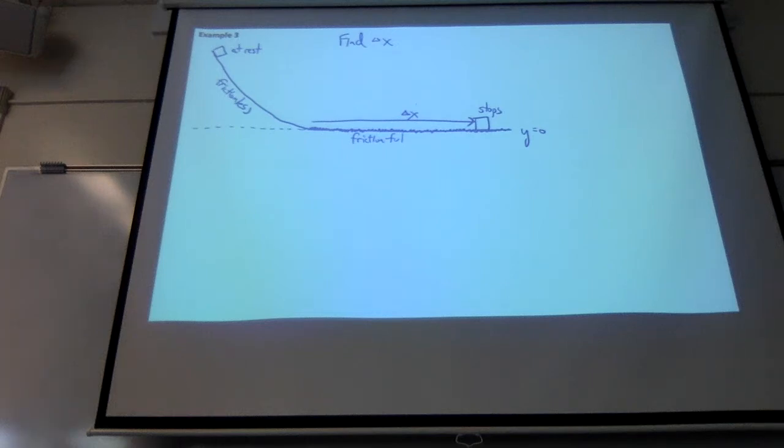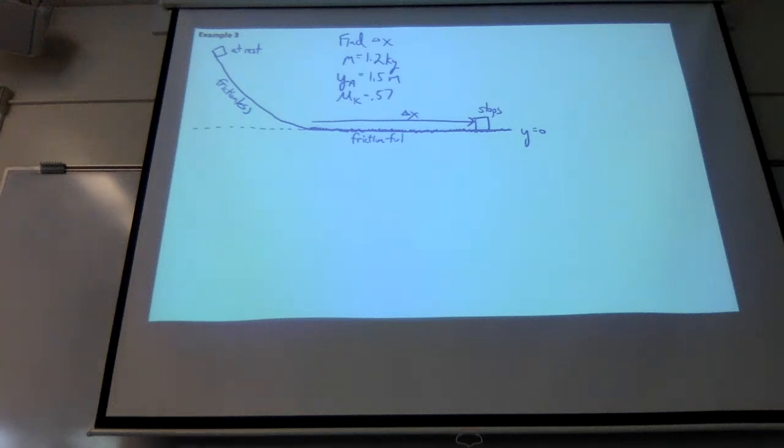Quit using numbers all the time. I'll give you numbers this time. Mass is 1.2 kilograms. The initial height, I'm going to call it the height at point A, is 1.5 meters, and we'll say the coefficient of kinetic friction is 0.57.